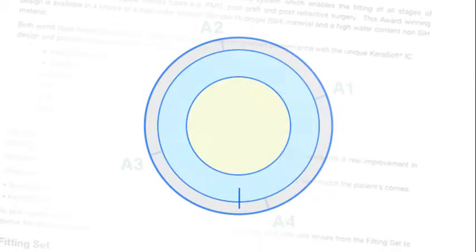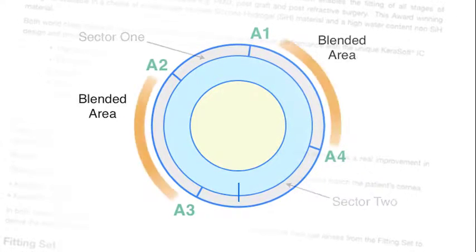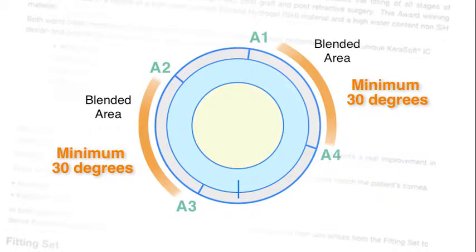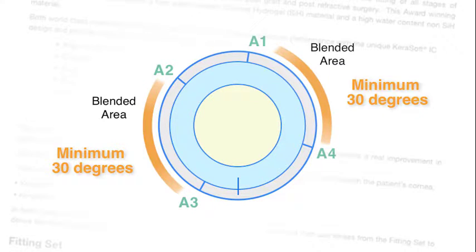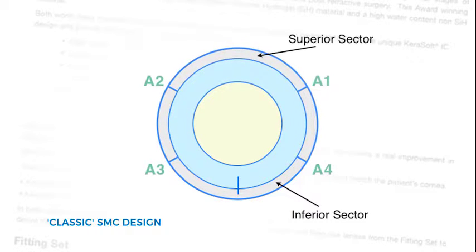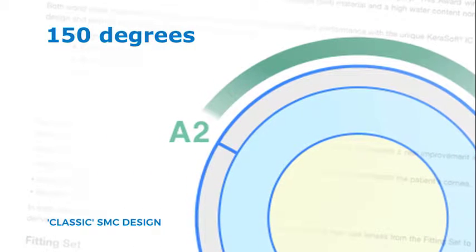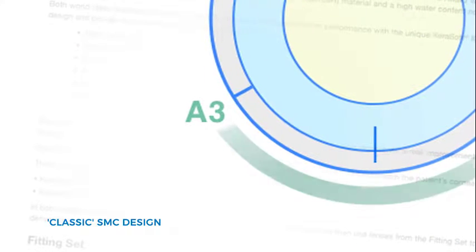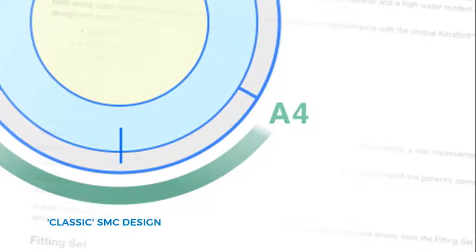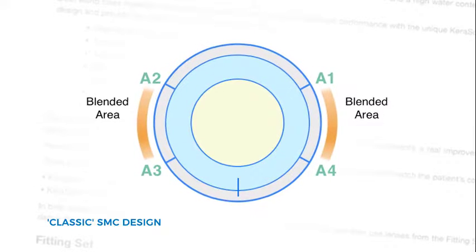The modified sectors can be at any position around the circumference of the lens. However, the only requirement is that there must be at least 30 degrees between the sectors to allow blending from one zone to the next. For the majority of cases, a classic SMC design is used. This design utilises superior and inferior sectors. A1 represents the starting point of the superior sector and is at 30 degrees on the lens periphery. A2 is its end point at 150 degrees. The inferior sector lies between A3 at 220 degrees and A4 at 320 degrees. In between the inferior and superior sector, the periphery is blended.